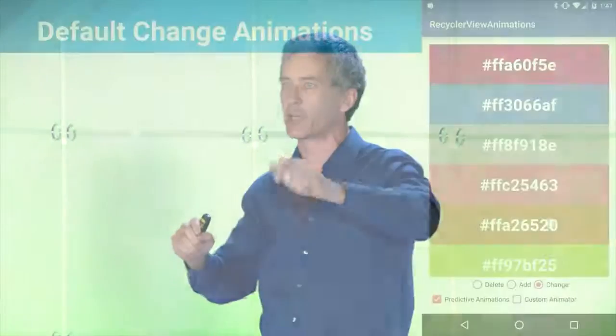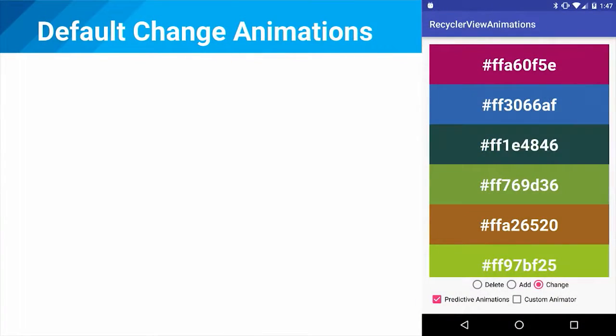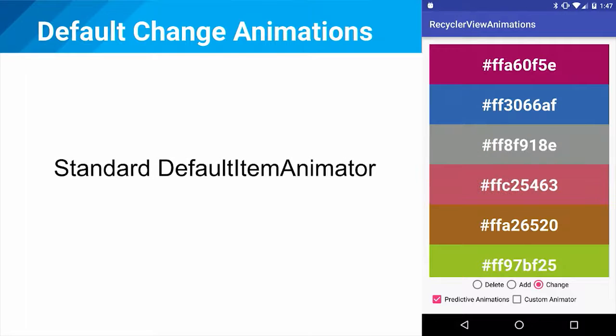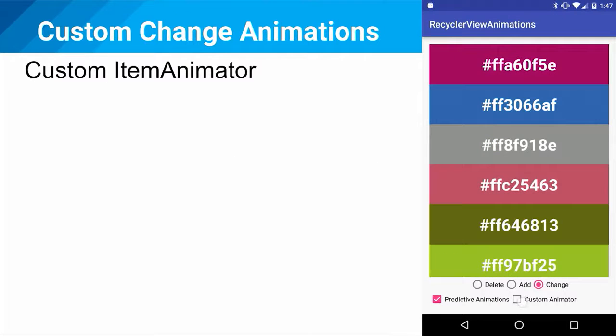OK, so, default change animations. You can see as we click it, you get a crossfade, right? We're doing a crossfade of the background color as well as the text, everything all at the same time. Basically, we have the old view, we have the new view, and we simply do an alpha crossfade between them. It's decent, but maybe we can make that a little more interesting. And that's with the standard default item animator.